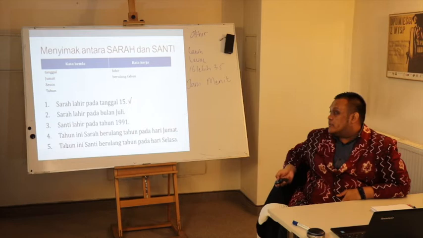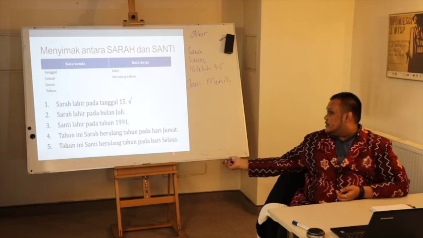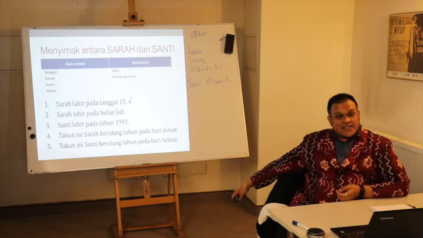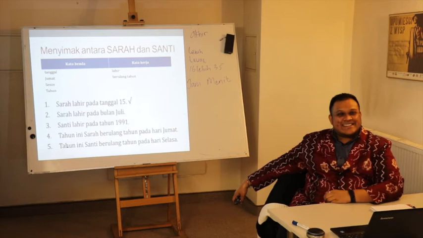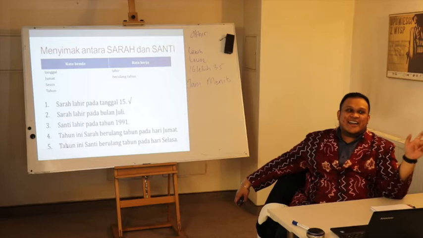Number 5. Tahun ini Santi berulang tahun pada hari Selasa. This year Santi is having a birthday. Selasa is Tuesday. There is a song for the days, for kids. You remember the song? Can you sing? That's okay. Okay, together with me. Senin, Selasa, Rabu, Kamis, Jumat, Sabtu, Minggu, itu nama-nama hari. Very good. Bravo.